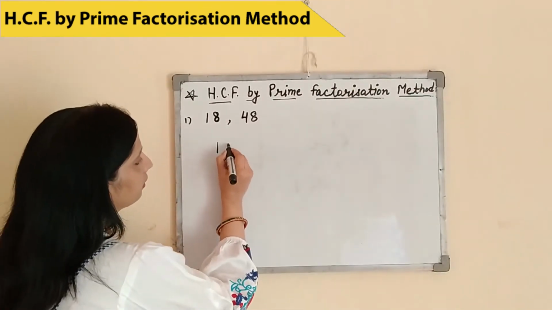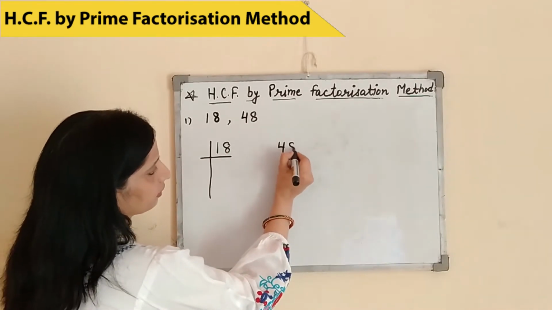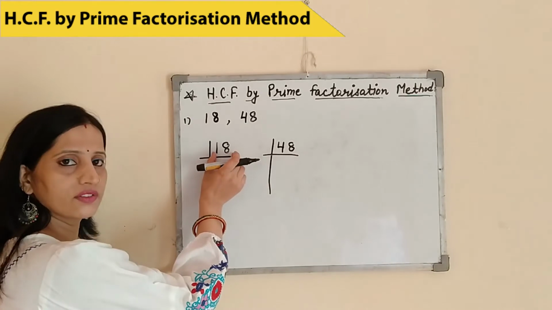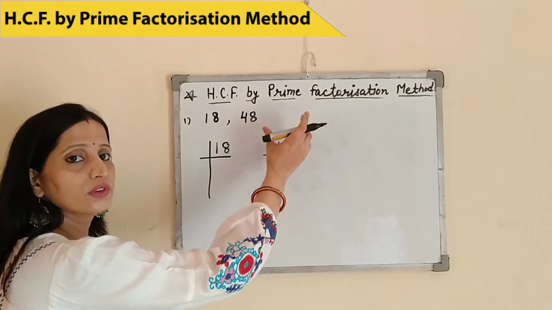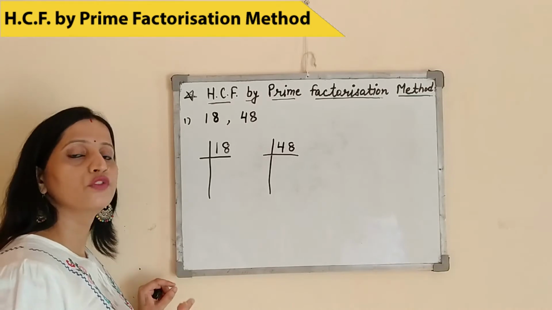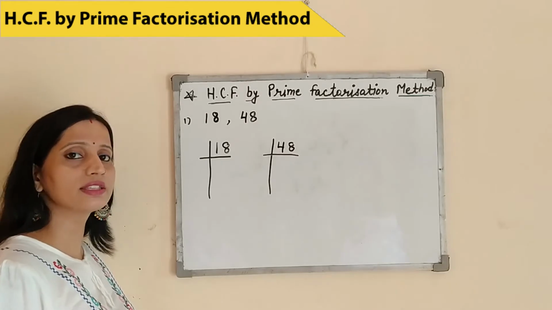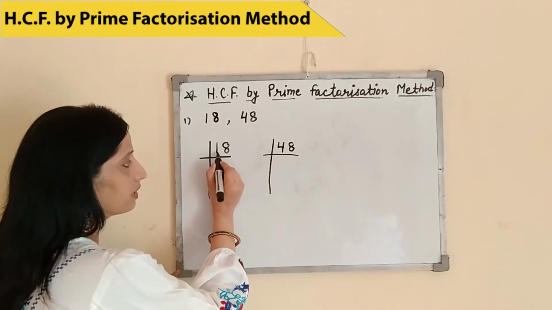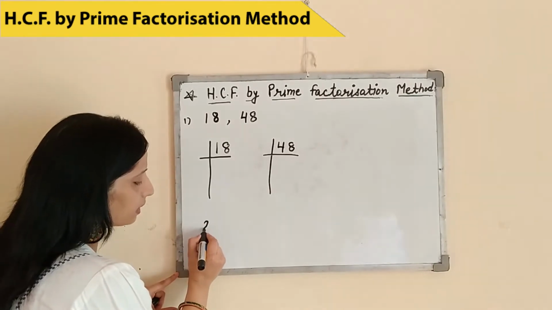So first write 18 here and draw like this, and 48 here and draw like this. Now start dividing the given number by the prime numbers. In a prime factorization method, all the factors will always be prime. Prime number means the number which is divisible by the number itself and by 1 only. The prime number is having only two factors, 1 and the number itself. So always try to divide it by the lowest possible prime number. The lowest possible prime number is 2.